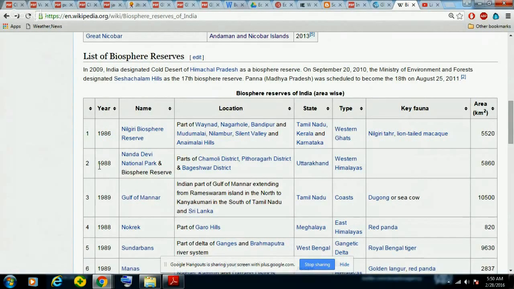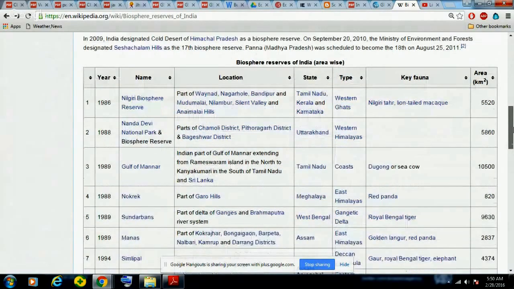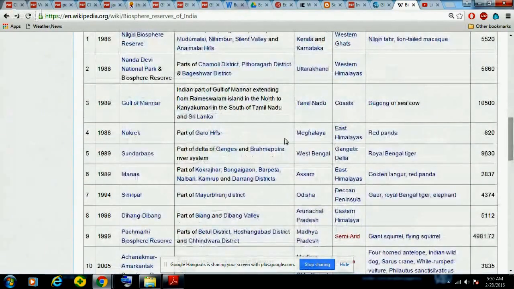And then second was the Nanda Devi. It lies in Uttarakhand. Then Gulf of Mannar. It lies on the Tamil Nadu coast. A special property is that the dugong, or sea cow, is present in this Gulf of Mannar. Then fourth is the Nokrek. It lies in the Garo Hills in Meghalaya. Red panda is present here.